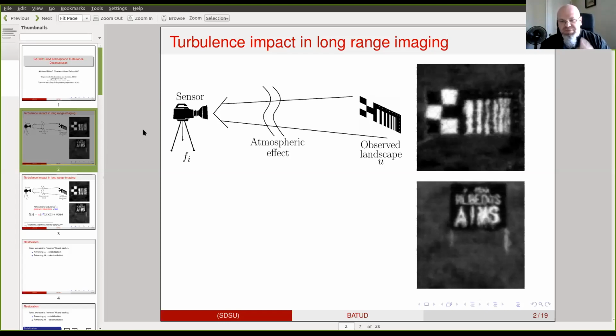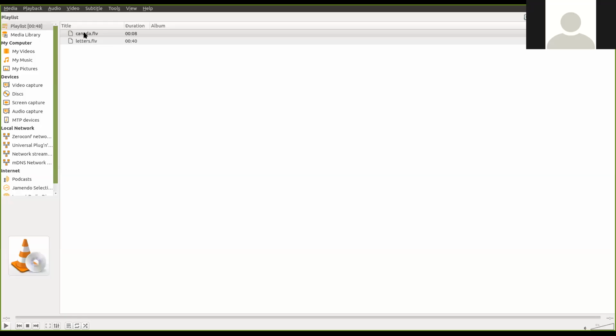Let me show you two sequences. I will switch my screen for a moment to another share. Here are two sequences that were acquired in New Mexico in 2005. This one is basically the board that I illustrated in my slide. And this one is also a board where we have different letters. For the big ones, it's not too complicated to imagine what they are. But as soon as you have smaller and smaller letters, it becomes way more challenging.